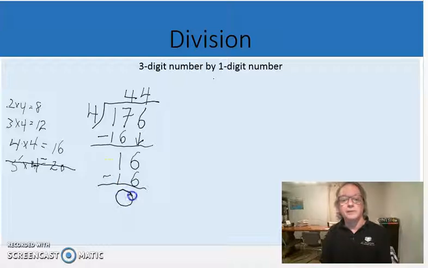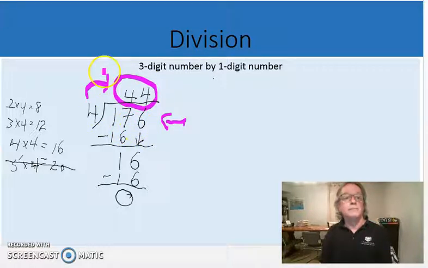We have no remainder. Sometimes you'll have a remainder down here, which could turn into a fraction or a decimal or just a remainder. But we'll talk about that another time. For now, 44 is your answer. I'm going to try to circle that. 44 is your quotient, or in other words, is your answer. And if you multiplied 4 times 44, you would get 176. Okay, so your quotient times your divisor should give you this inside number, or your dividend. Okay, so that's that one.